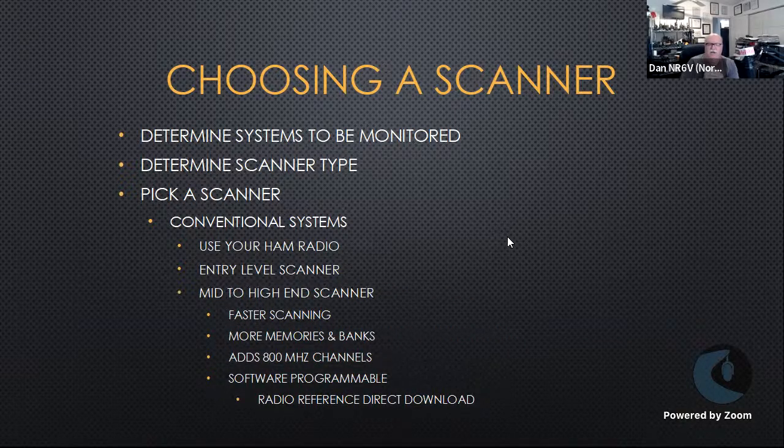Going to your mid-level to high-end scanners, they scan faster. They typically have more memories and more banks. A lot of them will have 10 banks of, say, 50 channels. So you can organize your memories into functions or groups or whatever works for you. They almost all have 800 megahertz capability. Almost all are software programmable.